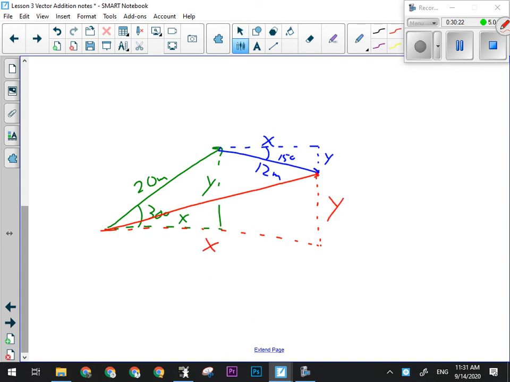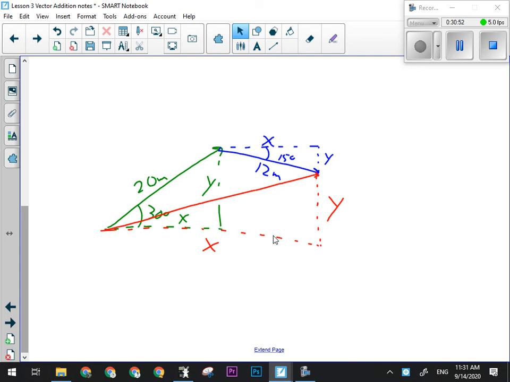And same for this. Now, since I know one side and an angle in this green triangle, could I figure out what x and y are? Yeah, using trigonometry, I could. And same with the blue triangle. Since I know the hypotenuse and this angle, I could find the two sides using trigonometry. All right. If I want to find red x, is it green x plus blue x?